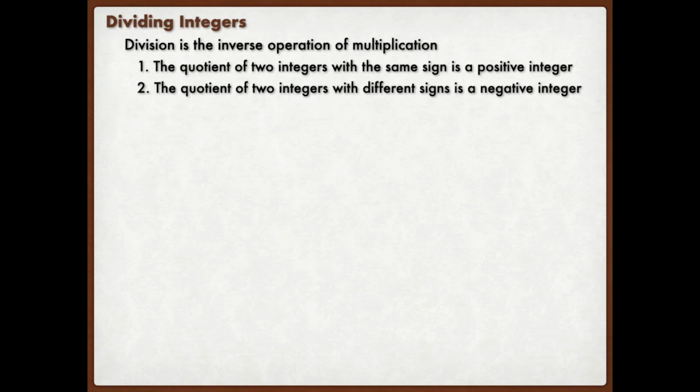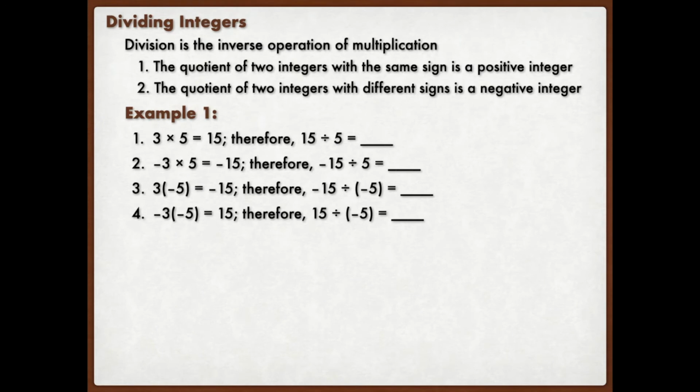Let's take a look at an example. We know 3 times 5 is 15. Therefore, 15 divided by 5 would be 3. Negative 3 times 5 is negative 15. Therefore, negative 15 divided by 5 would be negative 3.